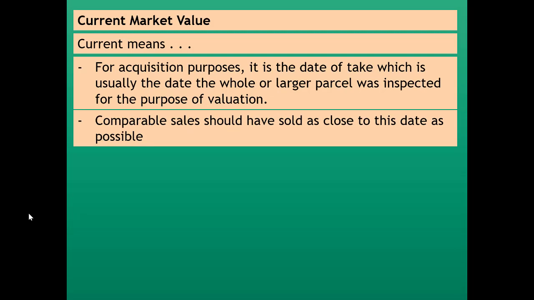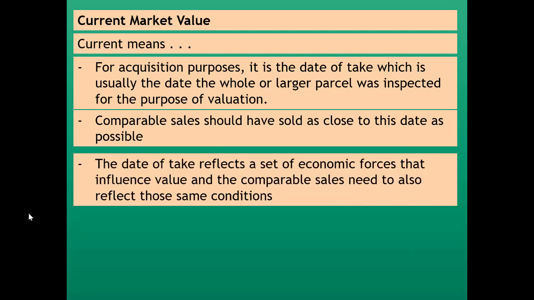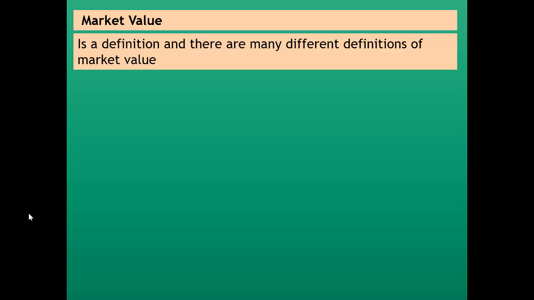So comparable sales should have sold as close to this date as possible. The date of take reflects a set of economic forces that influence value, and the comparable sales need to also reflect those same conditions. Market value.